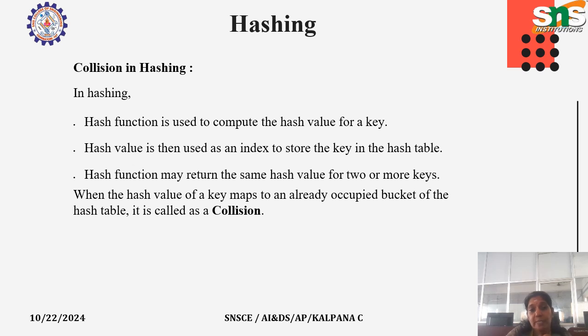Usually a hash function is used to compute the hash value for a key. This hash value provides the index for your key. Key is nothing but the data item which we are going to insert into the hash table. When the hash value of a key maps to an already occupied bucket of the hash table, it is called a collision.